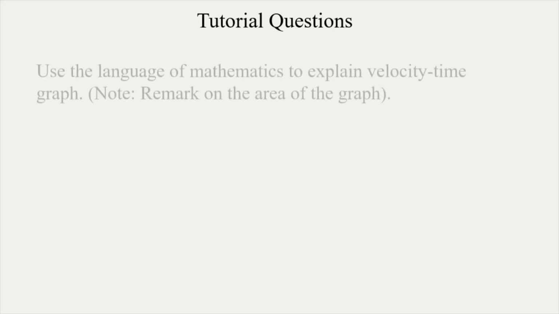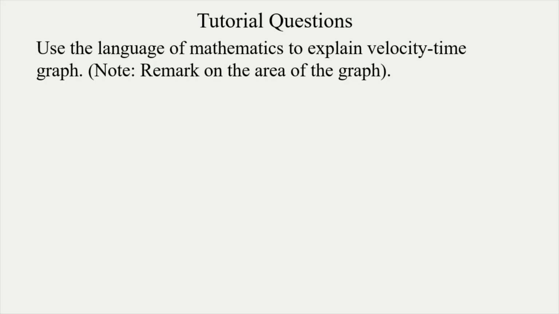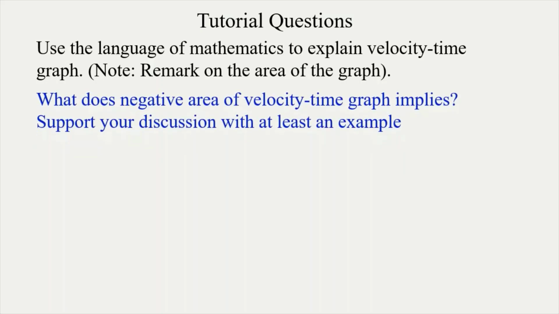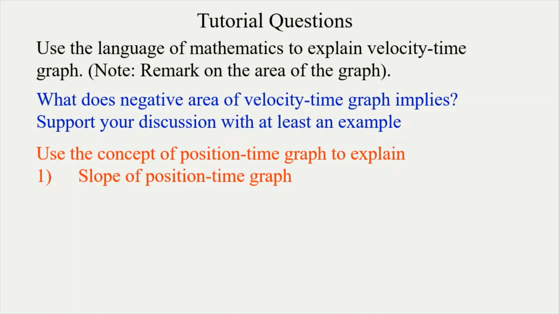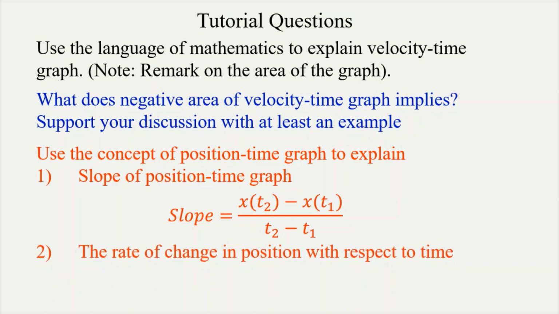Let us consider some tutorial questions. Use the language of mathematics to explain velocity-time graph. Note, remark on the area of the graph. What does negative area of velocity-time graph imply? Support your discussion with at least an example. Use the concept of position-time graph to explain: 1. Slope of position-time graph. 2. The rate of change in position with respect to time.